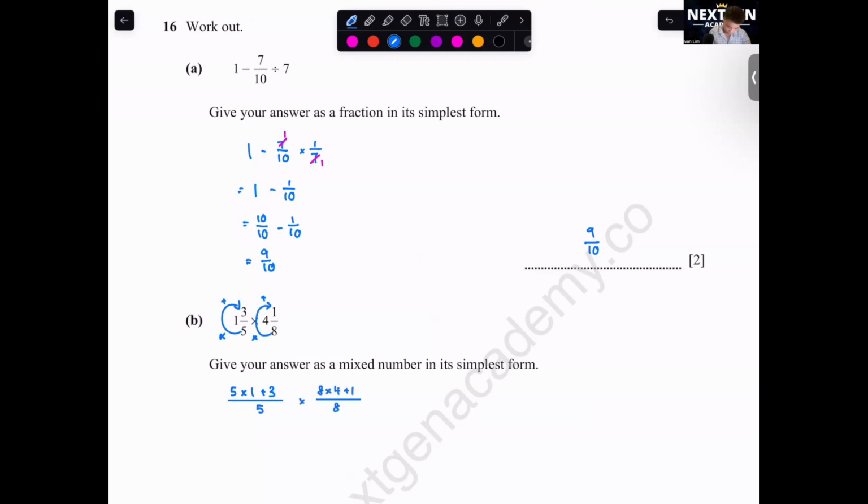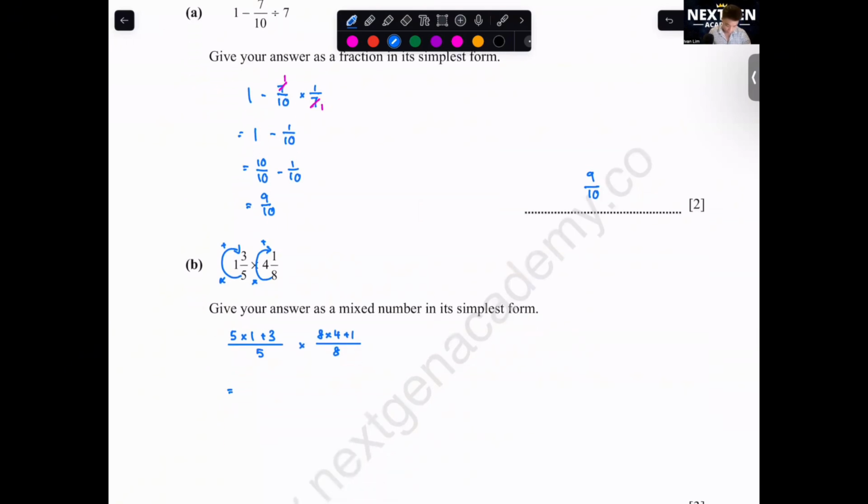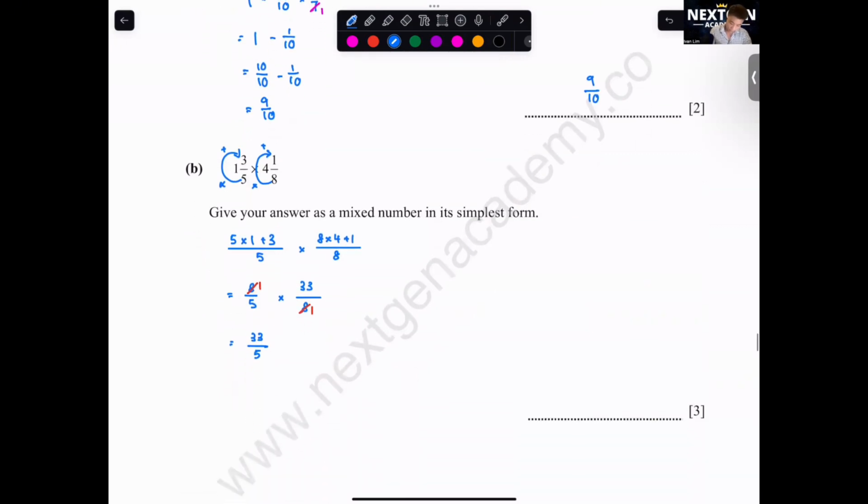Okay, not necessary, this step here. So 5 times 1 plus 3, 8 over 5, times 33 over 8. Here, 1, 1. So this will be 33 over 5. Okay, 33 over 5. They want you to write in mixed number. So this will be 6 and 3 over 5.